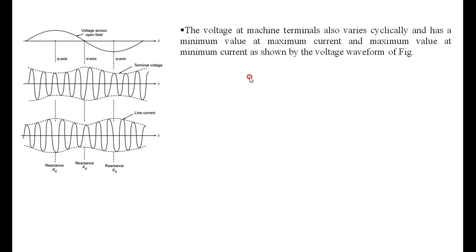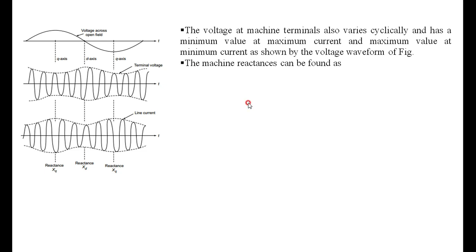You have to note these values: a maximum current and a minimum voltage along the q axis, and at the same time a lesser current and a more voltage along the d axis. The voltage at the machine terminals also varies cyclically, with a minimum value at maximum current and a maximum value at minimum current. For a maximum current you get a minimum voltage, and for a minimum current you get a maximum voltage, because of the effect of Xd and Xq.